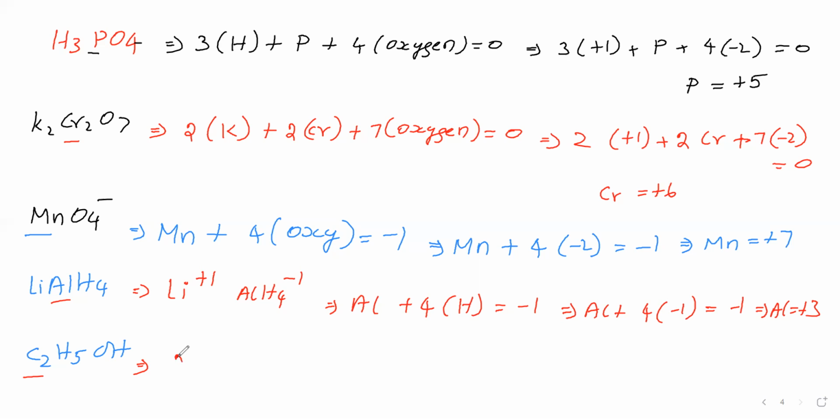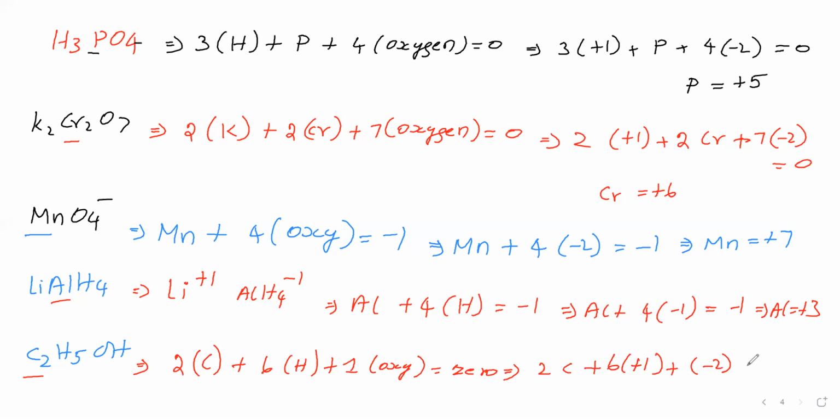So carbon is present 2 times, hydrogen totally 6 times, and oxygen 1 time. The total charge is 0. We have to find carbon. Hydrogen we substitute as +1, and oxygen we substitute as -2, equal to 0. Therefore, we are getting carbon as -2. The carbon oxidation number we are getting is -2.